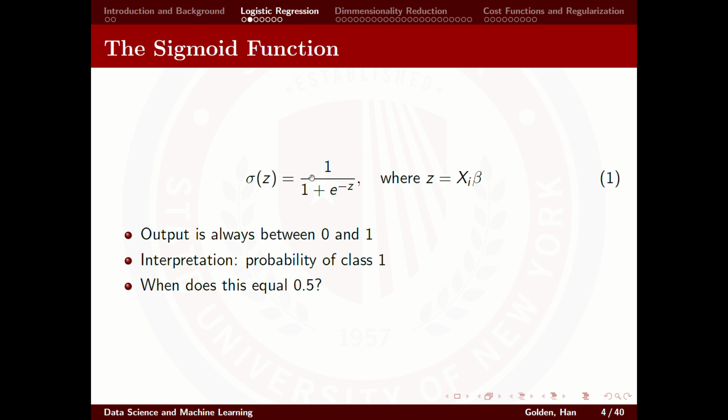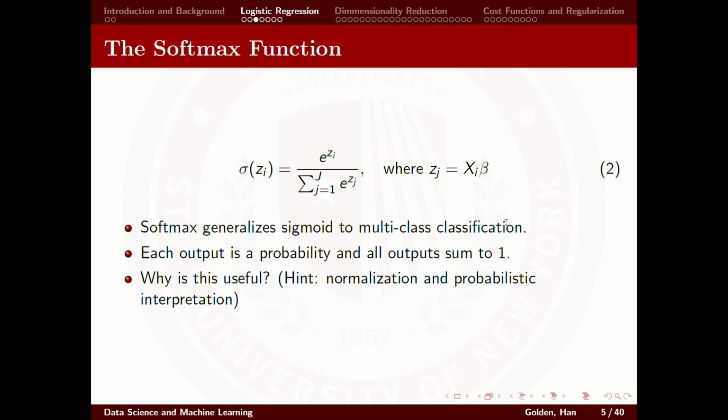So here's a sigmoid function. This is the logistic function. Output will always be between 0 and 1. And probability of class 1 is the interpretation. When this is equal to 0.5, you choose a rule for determining how to classify.